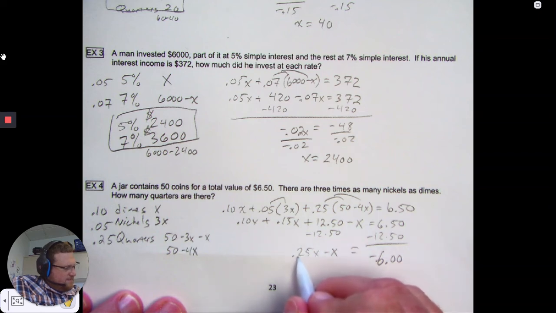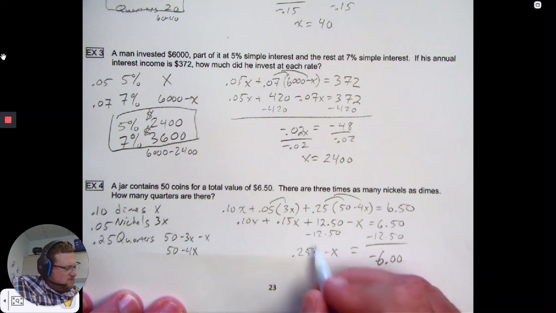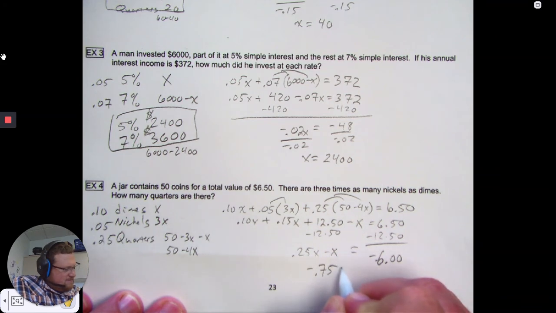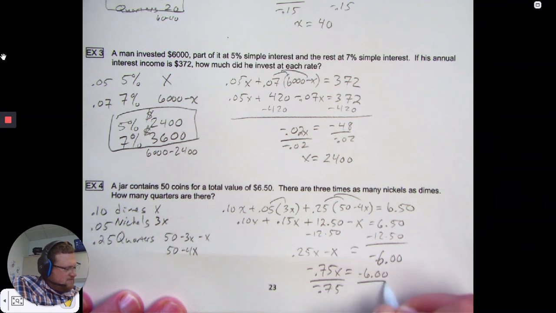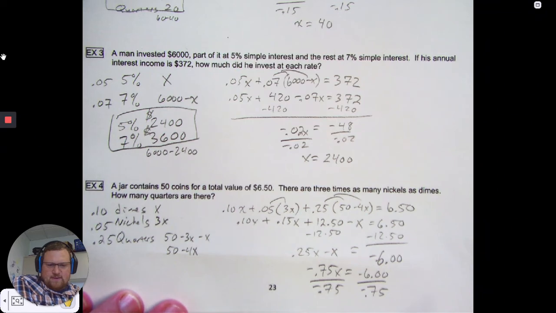So if I have 0.25, or 1/4 of x, but then I'm subtracting a whole one away, that leaves me with a negative 0.75x to equal that negative $6. So then we just divide both sides by the negative 0.75. And when we do that, we get x equals 8.